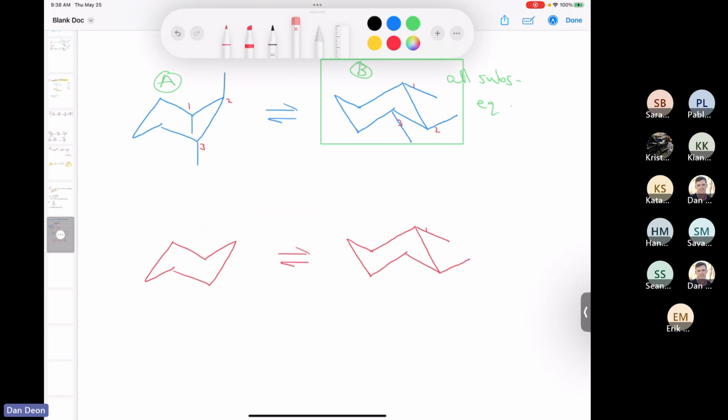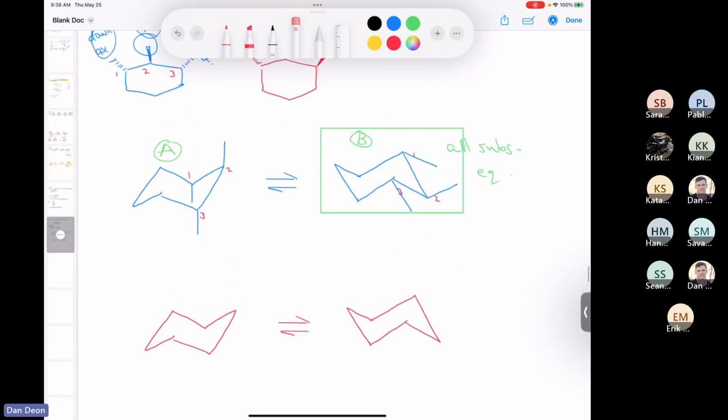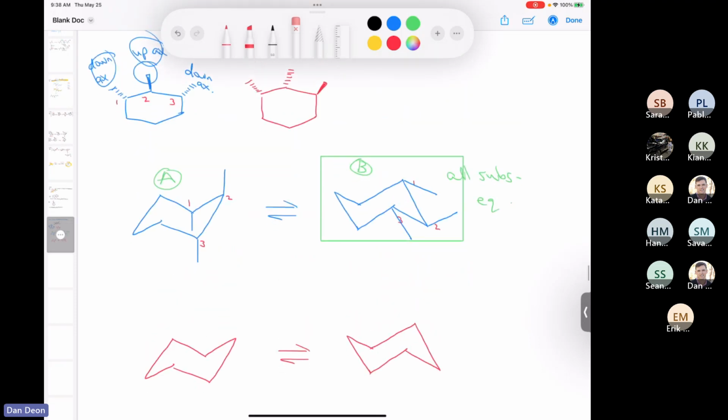Okay. So now we're going to do something very similar with the one in red, so we can squeeze them all on the screen. So let's just assume carbon 1, 2, and 3. If this methyl group is pointing down, we're going to assume it's down, or it has to be down.